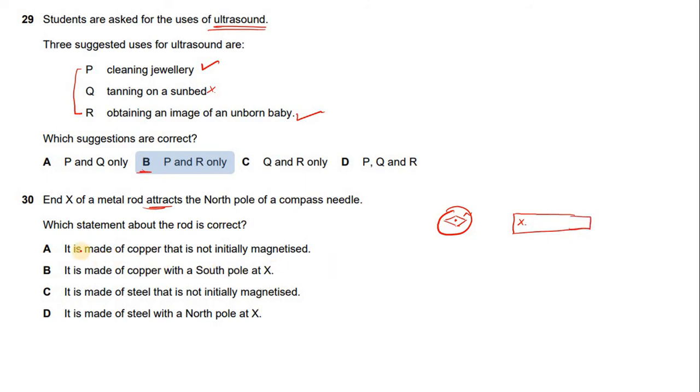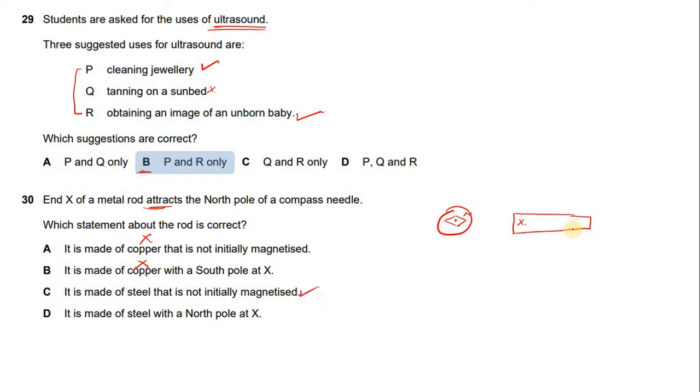Okay. It is made of copper? No. Copper cannot be magnetized. So A and B are immediately gone. Don't waste your time. This rod cannot be made from copper, so A and B are gone. It is made of a steel that is not initially magnetized. I guess this, C, should be the correct option.